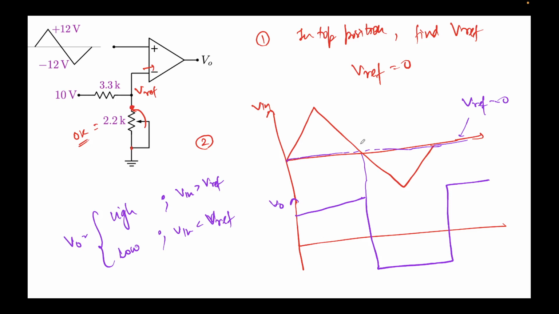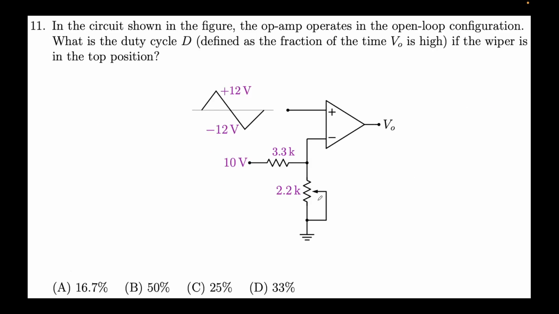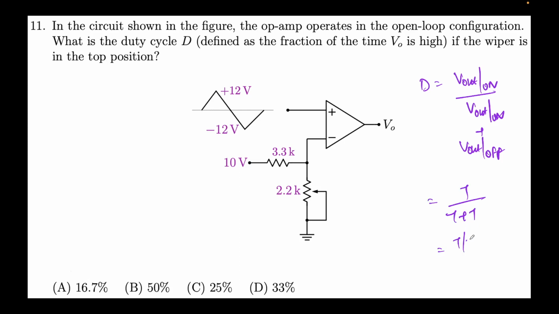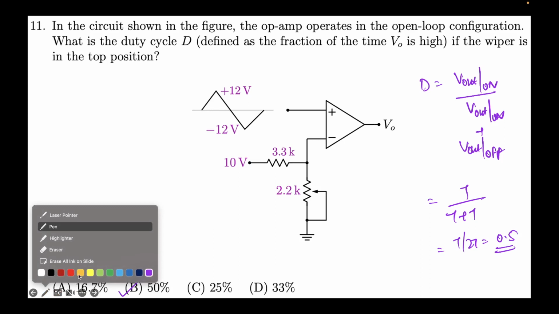So if I consider this time to be t, this time to be 2t, again this will be t and 2t. So duty cycle D, right? Duty cycle D will be V output when it's on over V output on plus V output off. So this will be t over t plus t, over 2t, which is nothing but 0.5. 0.5 will evaluate to, as we see, the 50%, just expressing in terms of decimal, sorry, in terms of percentage, that's all.